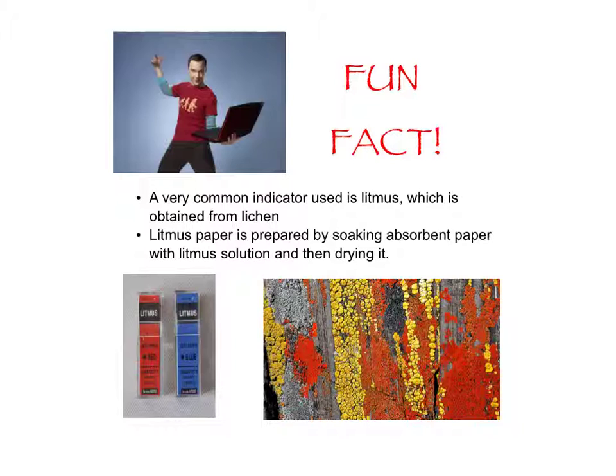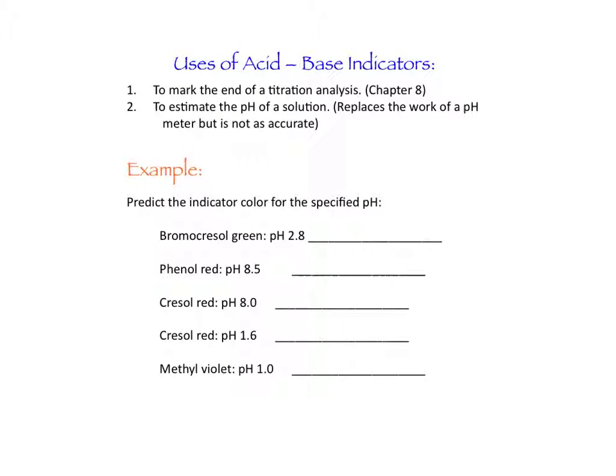Fun fact: the indicator litmus is actually obtained from lichen. So litmus paper is prepared by soaking the paper with a solution of lichen and then drying it. So natural color changers.